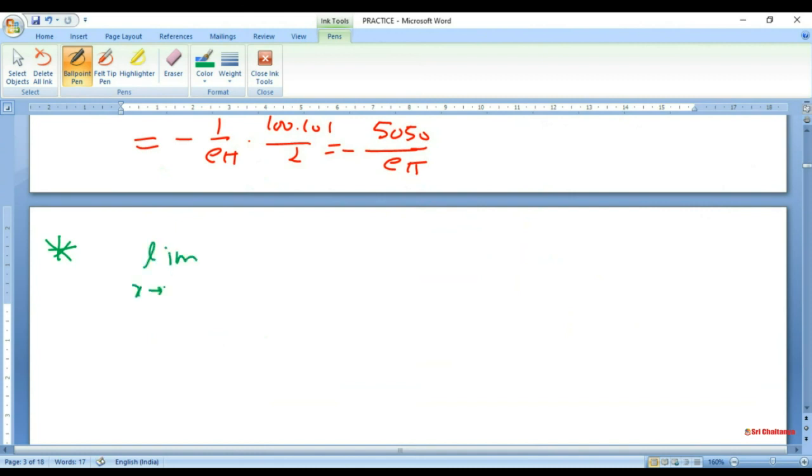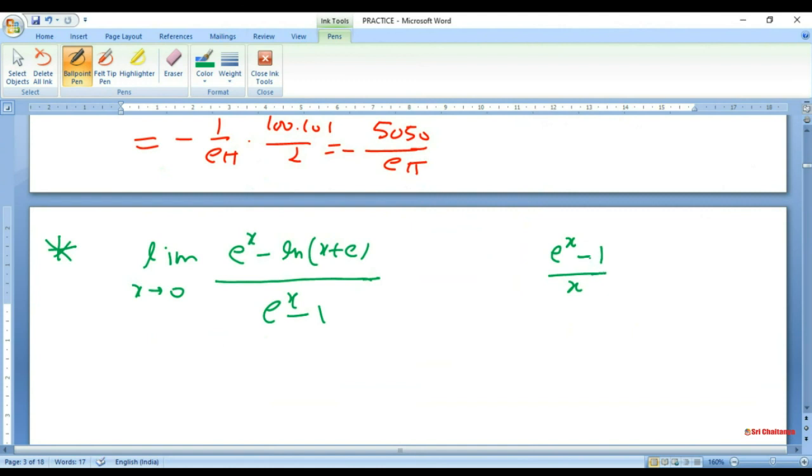Limit x tends to 0, (e to the power x minus ln of x plus e) upon (e to the power x minus 1). That looks strange. Again, the theme that I've been telling you repeatedly is look for q's. So if e to the power x is there, you badly want negative of 1, and then you want x also.